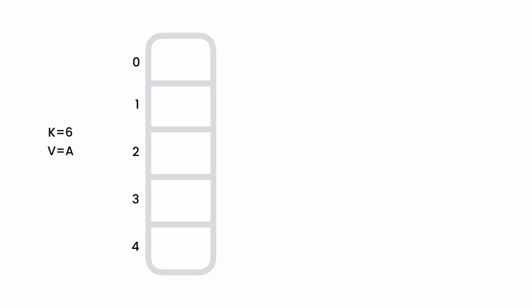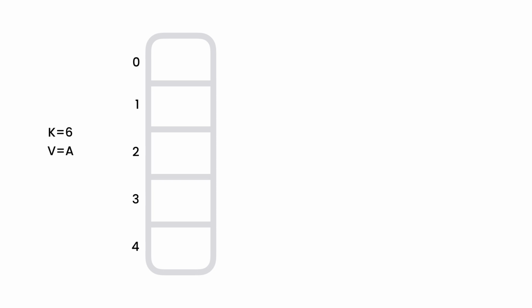Now we want to store this key value pair in our hash table. The key is 6 and the value is A. So we pass the key to our hash function, and our hash function will return the remainder of division of 6 by 5, which is 1. So we should store this value at index 1.